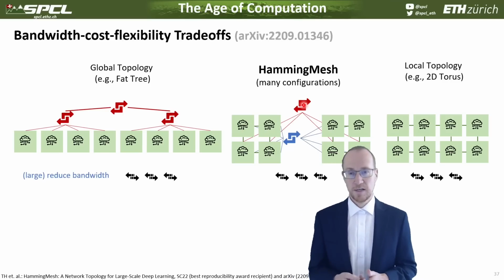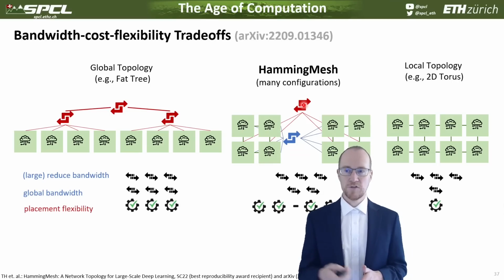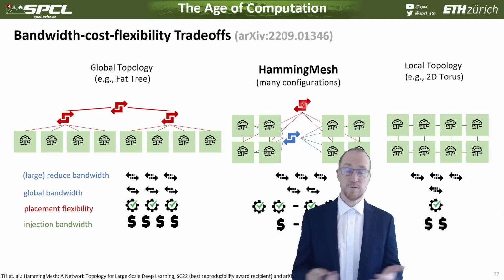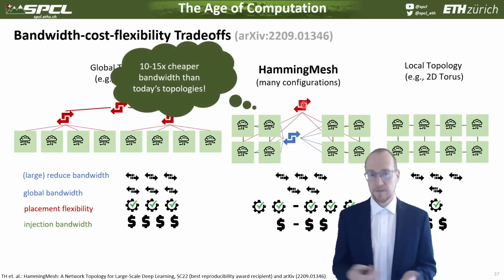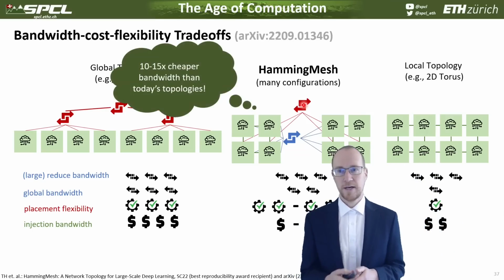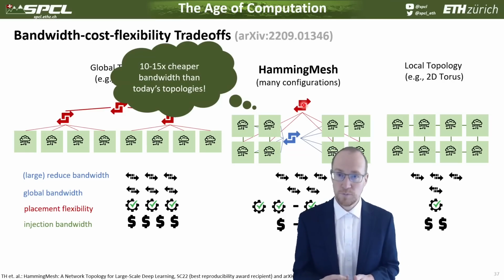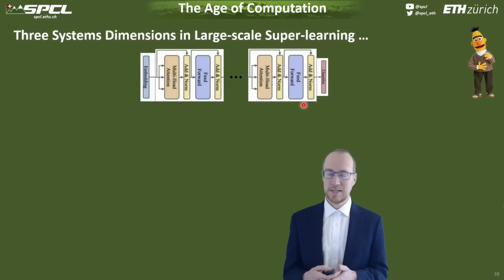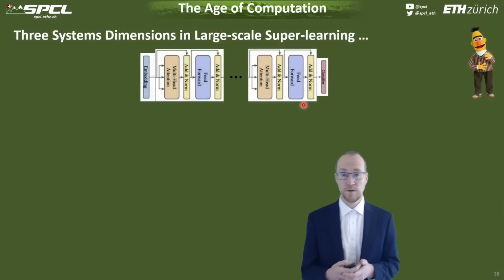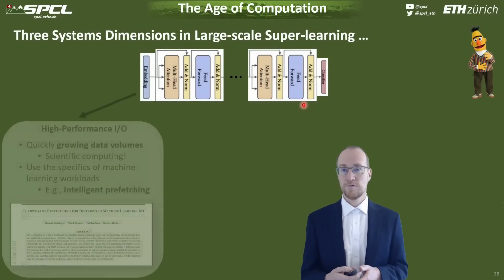So you can basically get cheap reduction bandwidth, cheap global bandwidth, lots of placement flexibility, and very cheap injection bandwidth actually, getting us to a 10 to 15 times cheaper bandwidth cost than any of today's topologies for deep learning workloads. So this is also quite impactful. So that's the last 10 times. This gets us to 1,000 times, 10 to the 3.